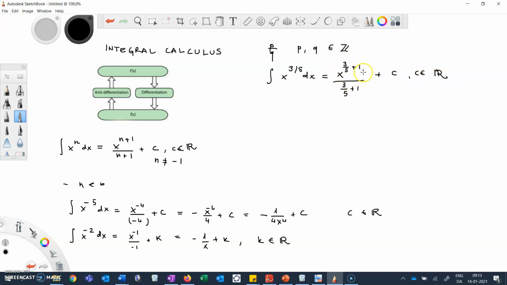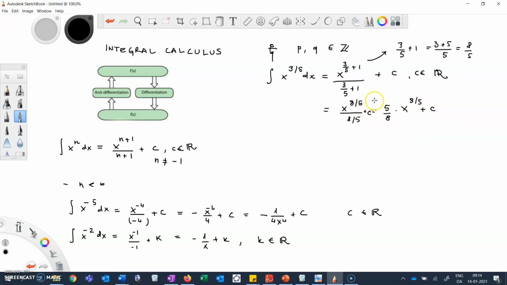Now, this one has to be simplified a little bit, so it's important that we work out the exponent, which is the same as the denominator. So we have that 3 over 5 plus 1 is actually equal to, with common denominator 5, 3 plus 5, so it's equal to 8 divided by 5. So actually this integral is equal to x to the power of 8 over 5 divided by 8 over 5, that I can also rewrite as 5 over 8 times x to the power of 8 over 5. Yeah, I forgot here the constant.